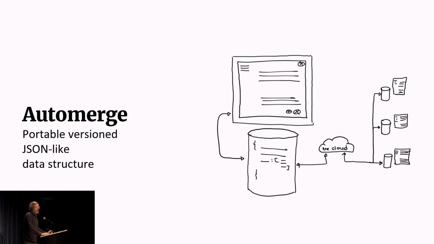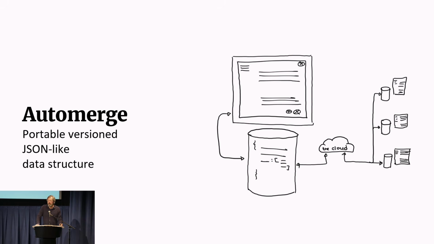And the model underpinning that is a data structure called AutoMerge. It's sort of like a portable versioned JSON-like data structure. You could think of it as Git for your data. I'm happy to talk at length about this stuff, but I don't really want to harangue you too much on our particular development interests.